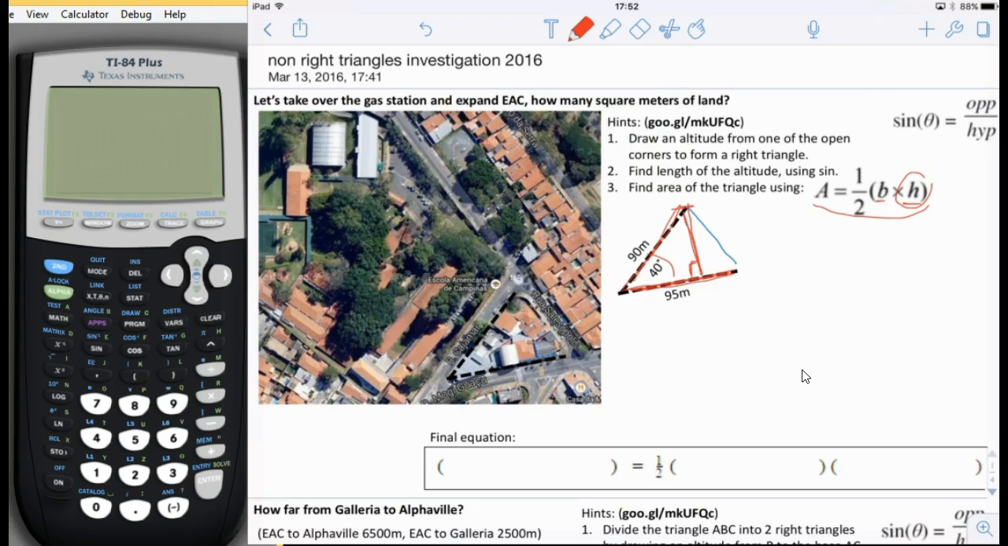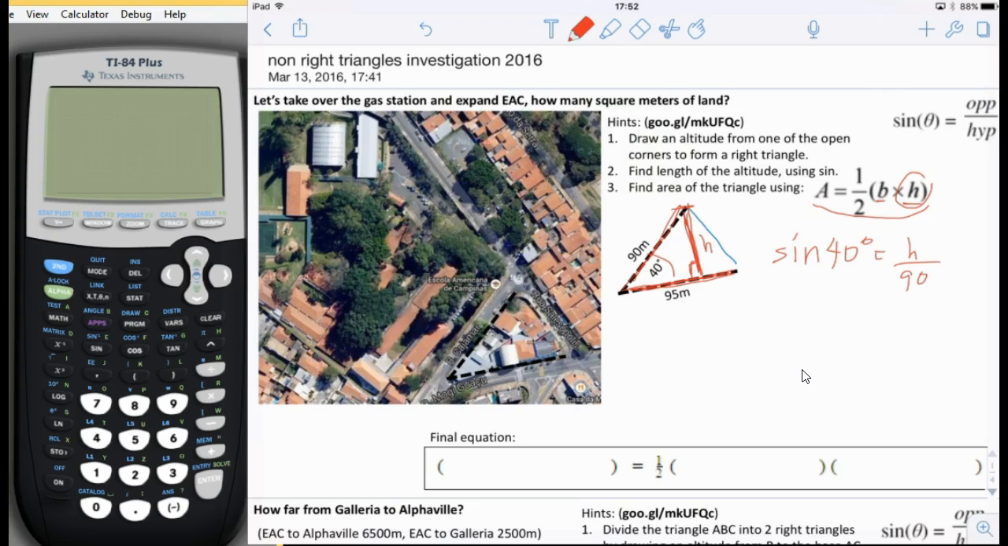So let's figure out this height. We know how to do that because we're doing the trigonometry unit, and we know that if there's a right triangle here, we can figure out the opposite side through the use of sine. So we're going to write out a formula: sine of 40 degrees is equal to the opposite over the hypotenuse. The opposite in this case is going to be our altitude, which we'll call h, and our big H, the hypotenuse, we know is 90.